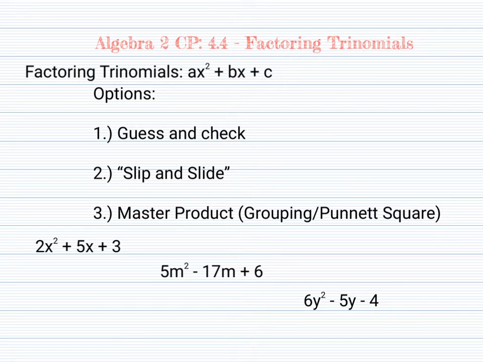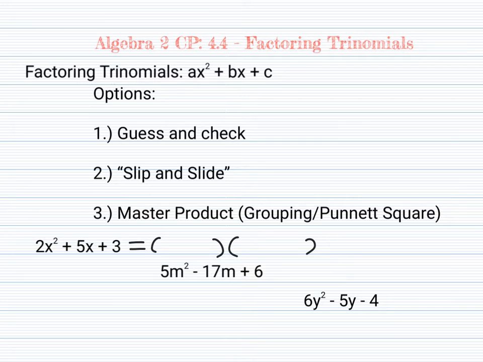We're not just kind of picking random things to work with here. We want to look at a polynomial like 2x squared plus 5x plus 3, and think about reasonably how could we possibly multiply two things and get that. So in order to get that, we're typically going to have 2 binomials. So I know it's going to look something like this.